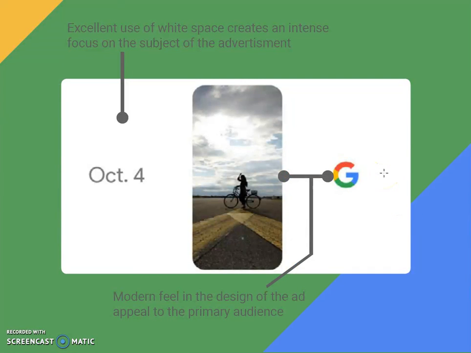Moving into an analysis of the design of the ad, we see that there is, obviously, like I mentioned before, a lot of white space. And this creates a lot of focus on the subject, which is two things: both the outline of the phone with the really pretty photo and the Google logo.